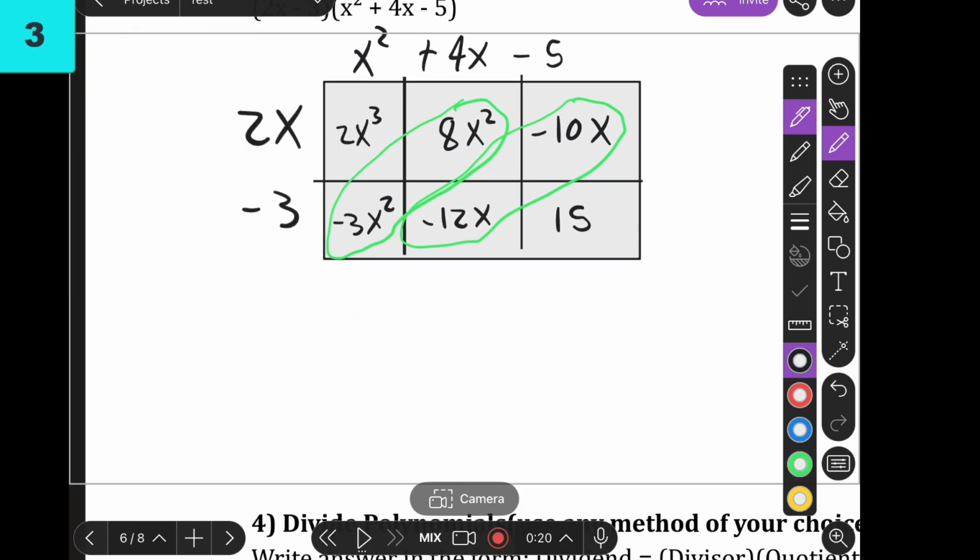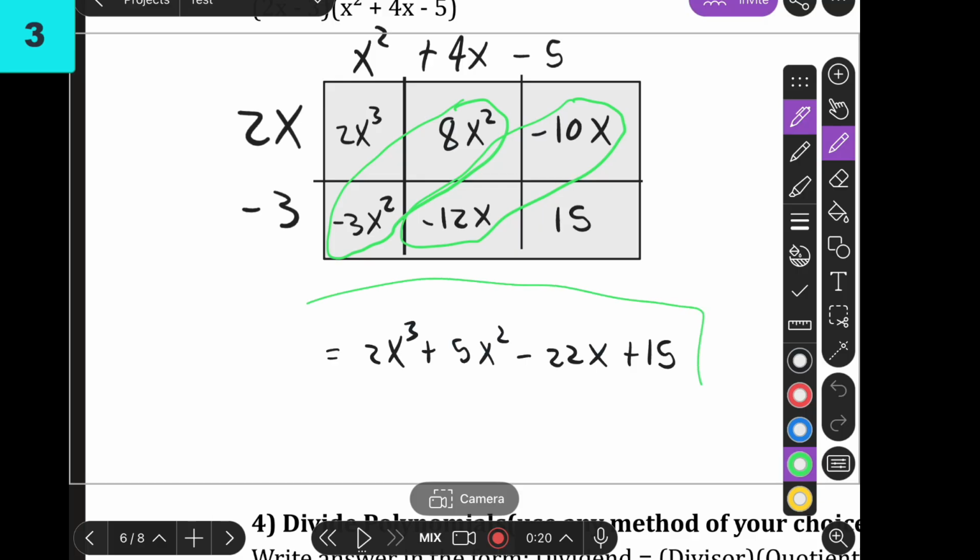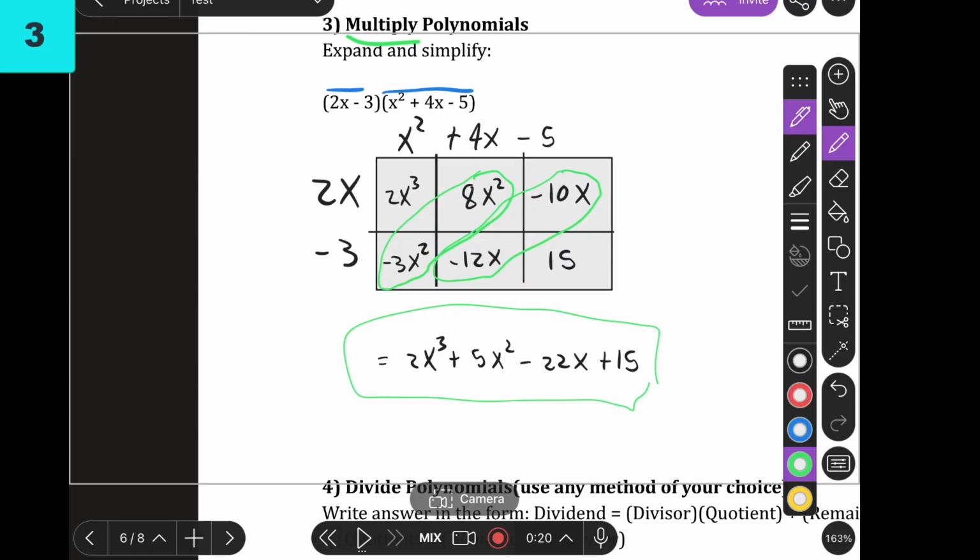Final answer happens to be 2x cubed plus 5x squared negative 22x plus 15. There's nothing else for me to combine, so this is my final answer. And that's it. Multiplying polynomials.